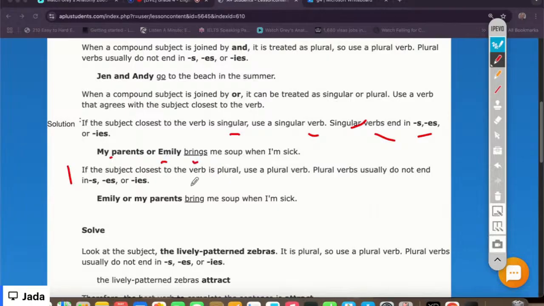Then, if the subject closest to the verb is plural, you have to use a plural verb. Plural verbs usually do not end with s, es, or ies. So, Emily or my parents. You can say my parents is plural and it's closer to the verb bring. So we make sure we use a plural subject and plural verb. Okay. So, let's look at some examples.